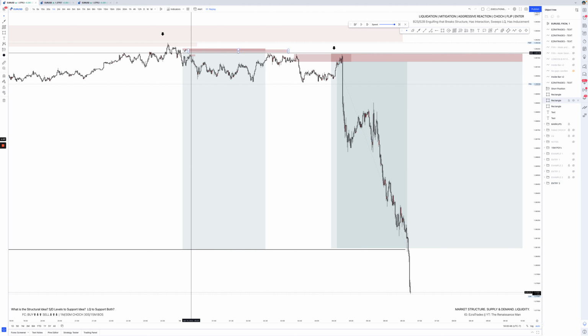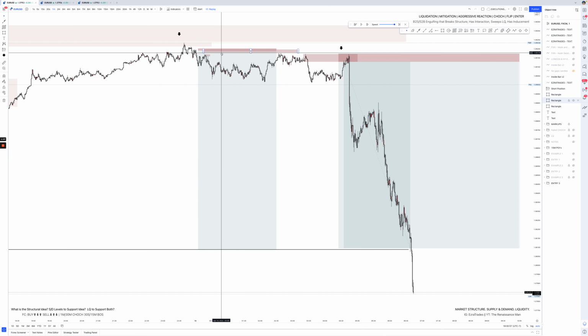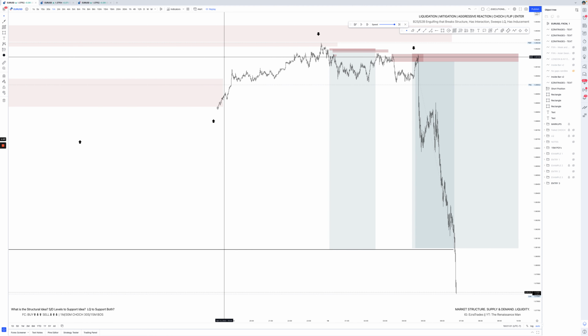This is what the entry looks like, right? We got in with a 1 pip stop loss. The zone was 0.3 pips, I believe, right? And we got a 110R trade targeting 15-minute structure.